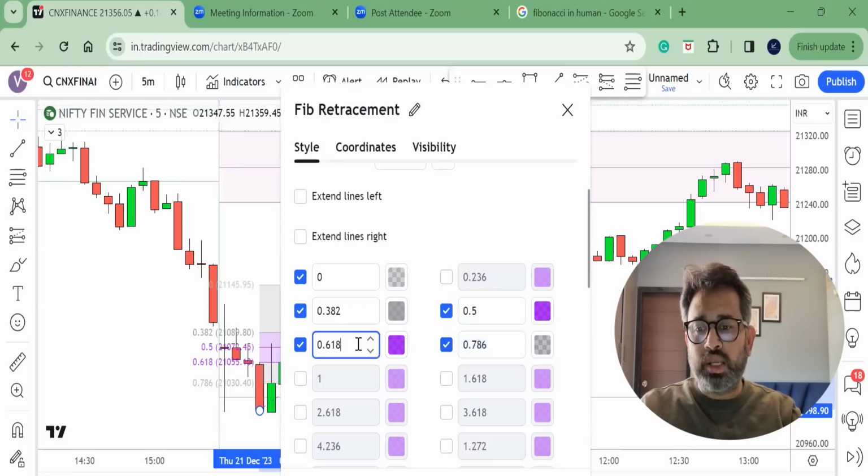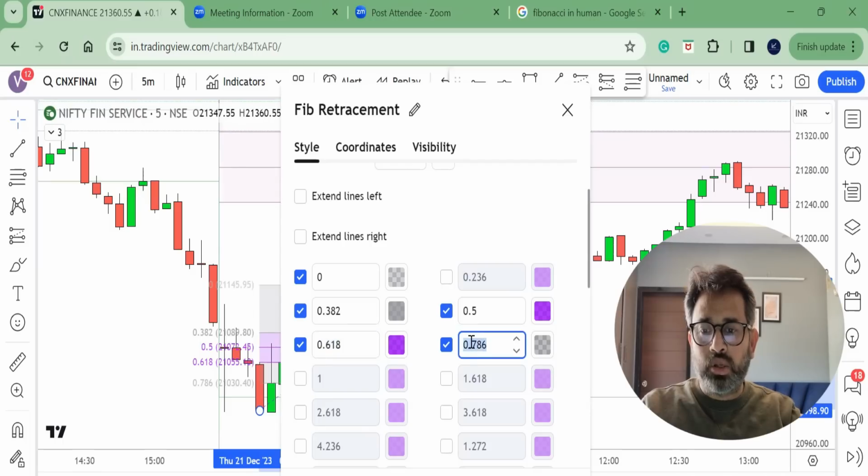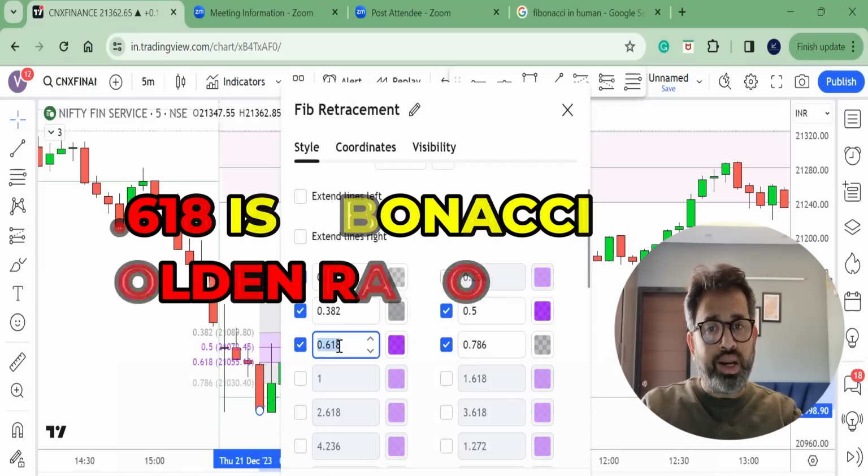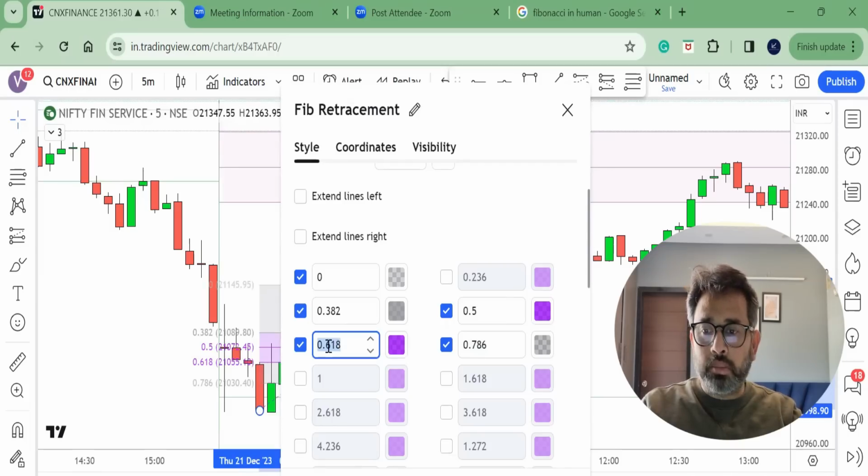Why? Because if the market doesn't even take support near 0.618 and it is going below that, that means most likely it is not a retracement, it's a reversal. So there is no point in going with the direction when the trend is reversing, right? So that is why I don't use 0.786 on my chart. I give more importance to 0.5 and 0.618. 0.618 is also known as the golden ratio in Fibonacci numbers.